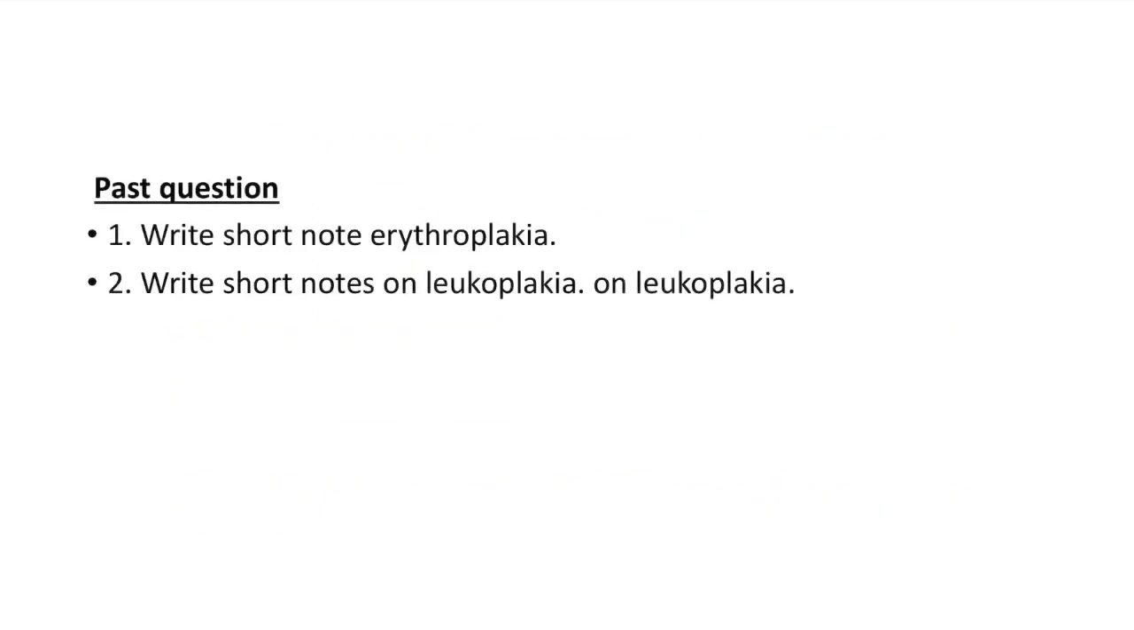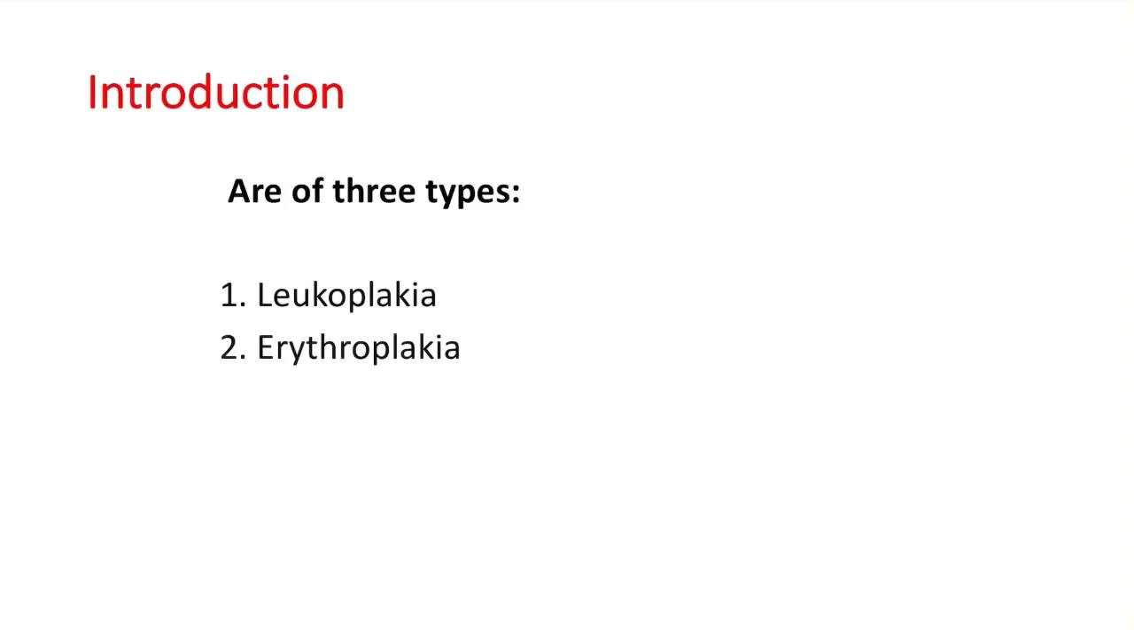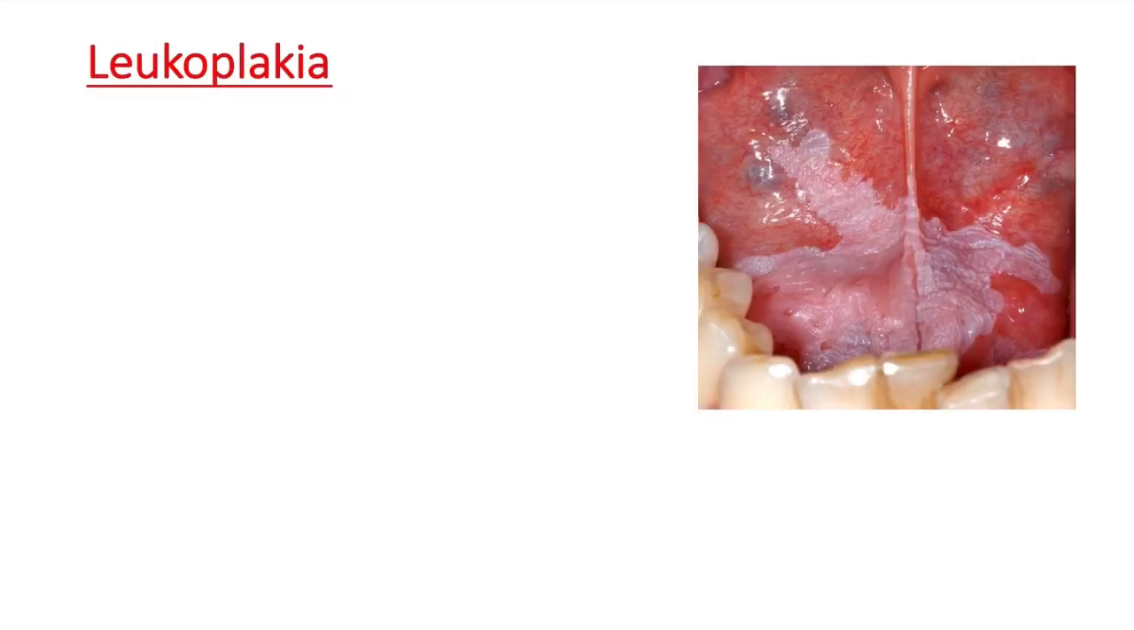Some past questions: write short notes on erythroplakia and also leukoplakia. Introduction of premalignant lesions. There are three types: leukoplakia, erythroplakia, speckled leucoerythroplakia. Now leukoplakia. Look at the picture.